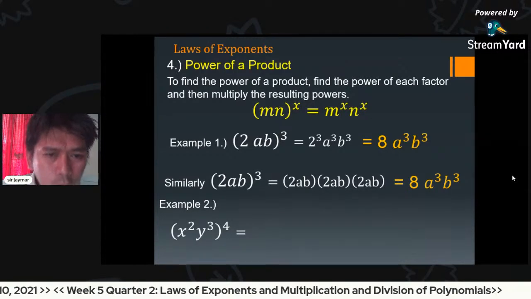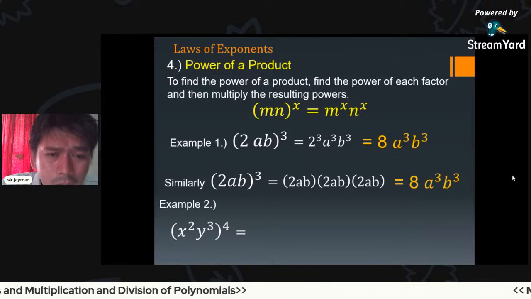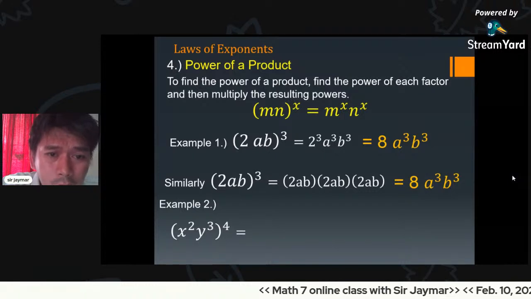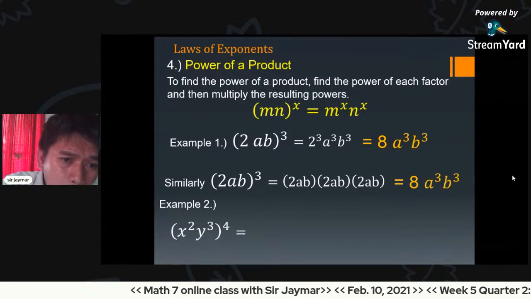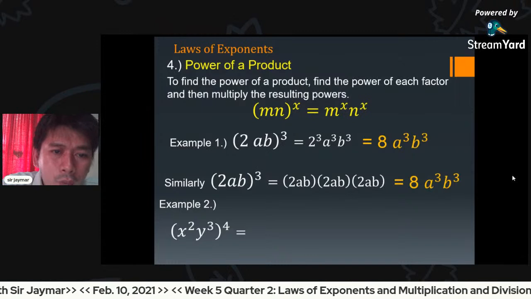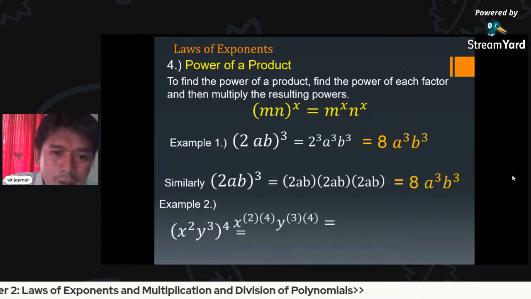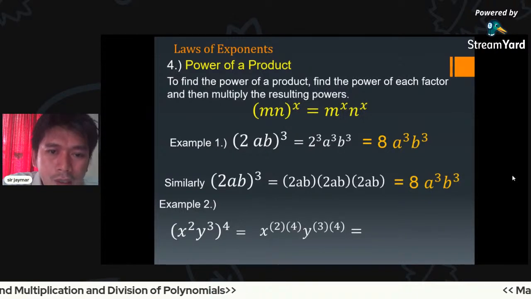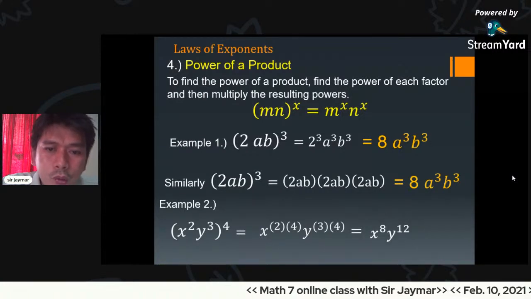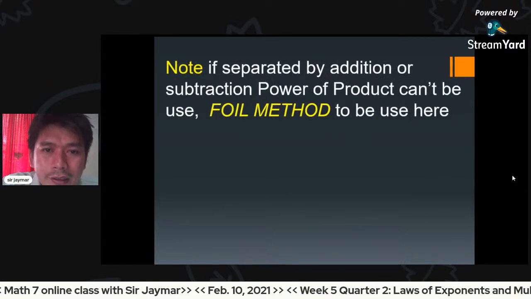Okay, sample number 2. Have you observed number 2? In number 2, it's very easy. You can easily see the answer. You're going to multiply the exponent on the inside by the exponent on the outside. So one by one, for each variable, you multiply the exponent by the outside. So 2 times 4, so 8. So x raised to 8, and your y will be raised to what? You multiply 3 times 4, that is 12. So x raised to 8, y raised to 12. So you have now the answer. It's so very easy. You have just learned the pattern in the lesson.